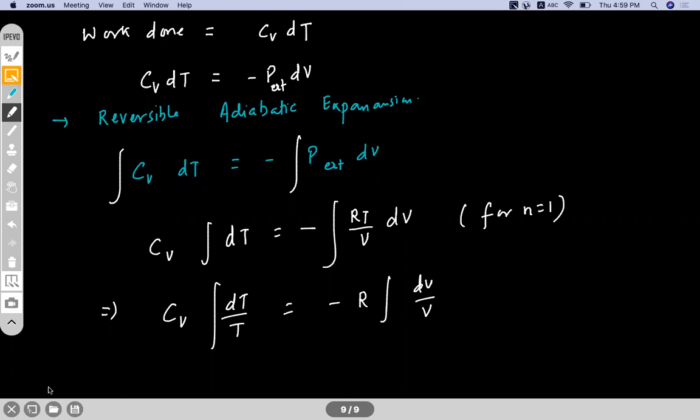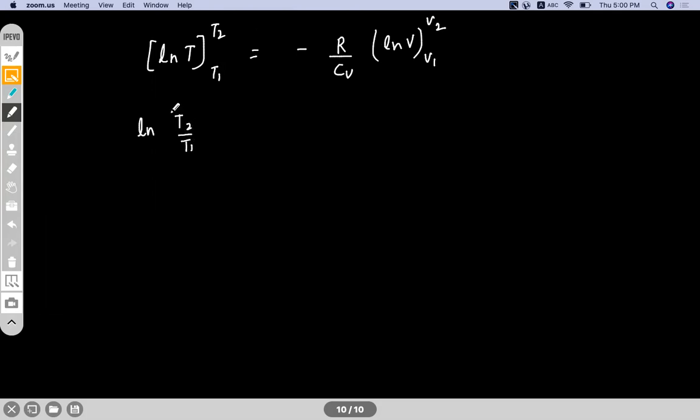See what happens here. R by Cv is again gamma minus 1. Correct. So we'll have here ln T from T1 to T2 is equal to minus R by Cv times ln V from V1 to V2. Correct. So we get here ln T2 by T1 is equal to minus R by Cv. What is that? Just now we did this: gamma minus 1 is R by Cv. So it is 1 minus gamma times ln V2 by V1.